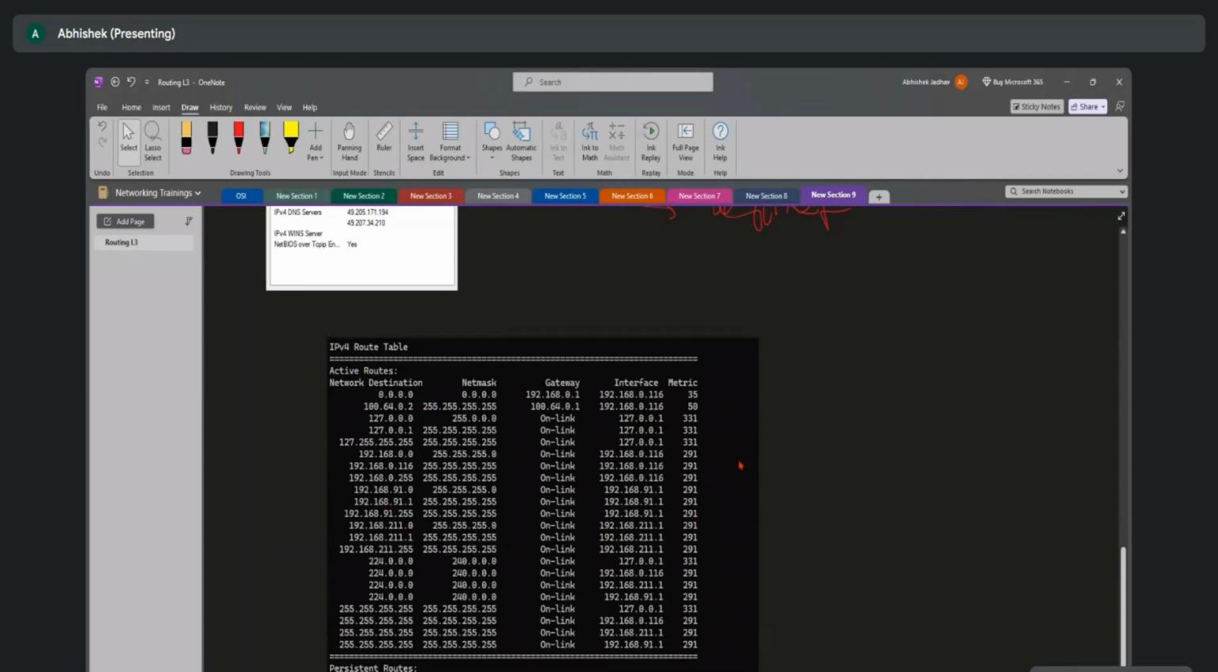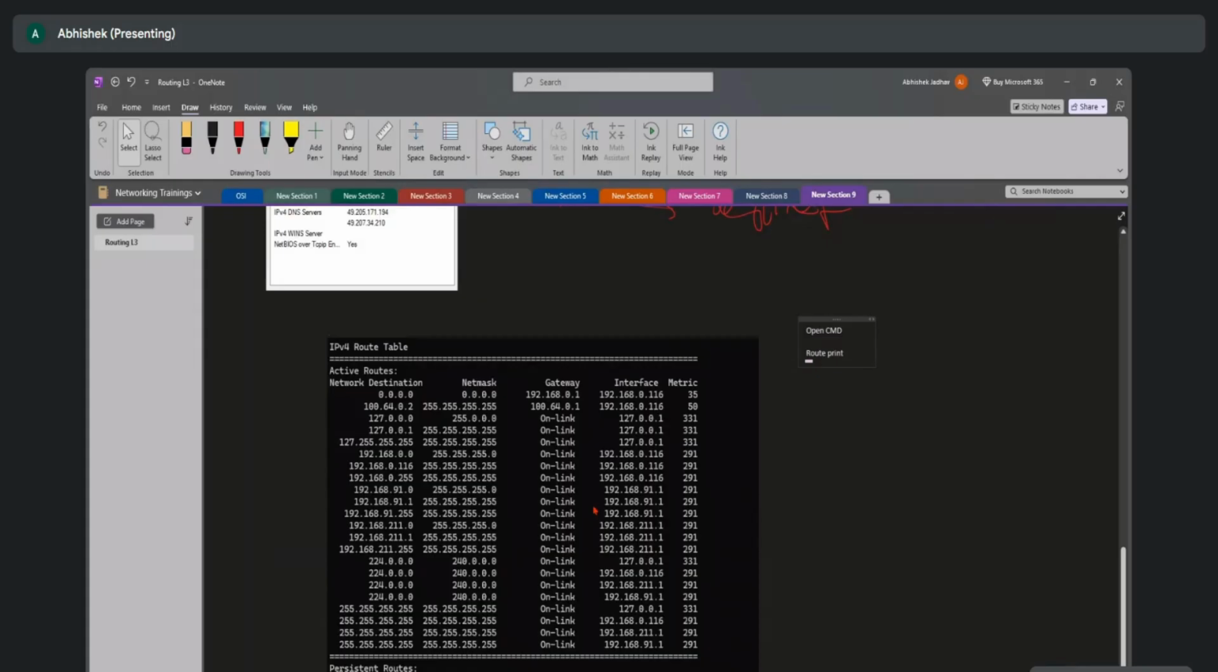So this is where you will be troubleshooting in future as well, right? Now, if you see here, what does it show? This is the IPv4 route table. And how do you fetch this when you are using a Windows machine? You just open cmd, right? And then type route print. Simple. Once you type this and hit enter, you will get this on your machine.